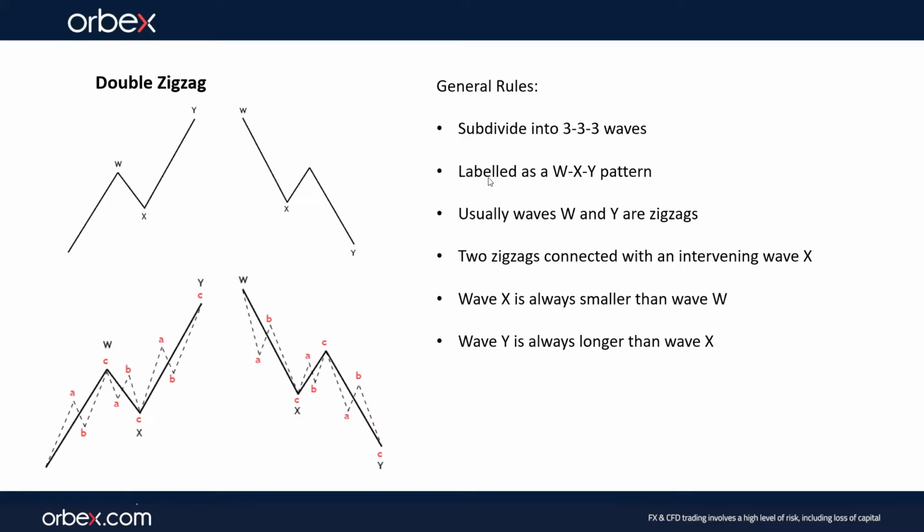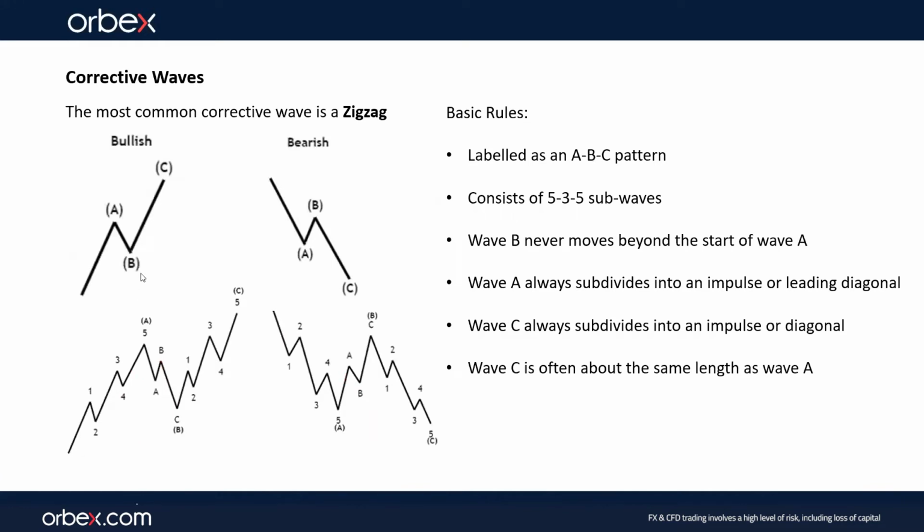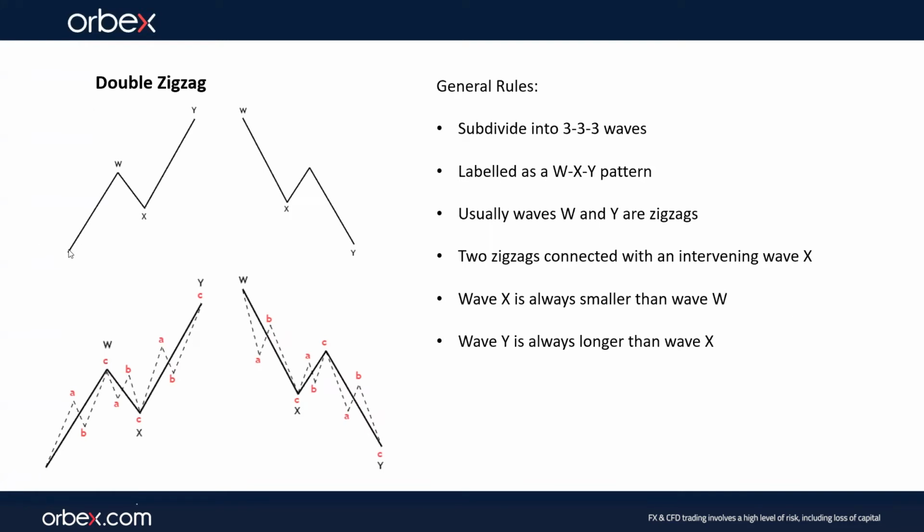Usually waves labeled as a WXY pattern, like I said, usually waves W and Y are zigzags. So if we're just going back, W and Y basically consist of these zigzags usually. So this would be a zigzag, ABC, and this will be a zigzag ABC. Two zigzags connected with an intervening wave X. So this is the intervening wave X. So we've got one zigzag here, and then we've got the intervening wave X, which is usually just an ABC move. Doesn't have to be a zigzag. And then we've got another ABC move to the upside as well.